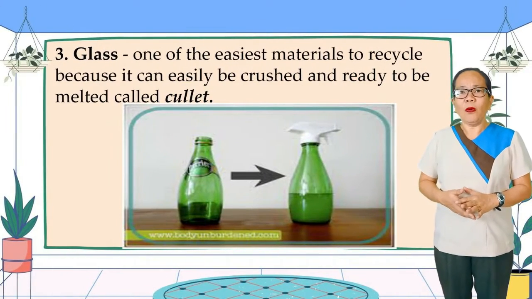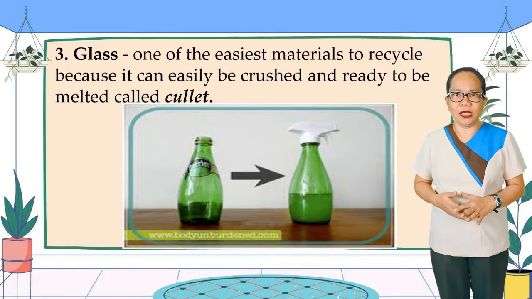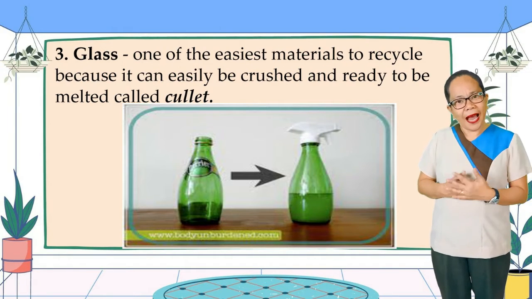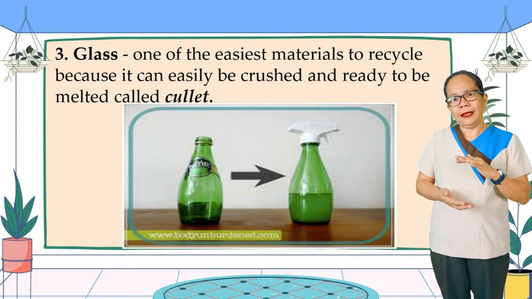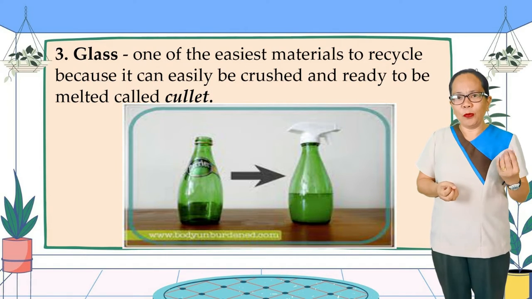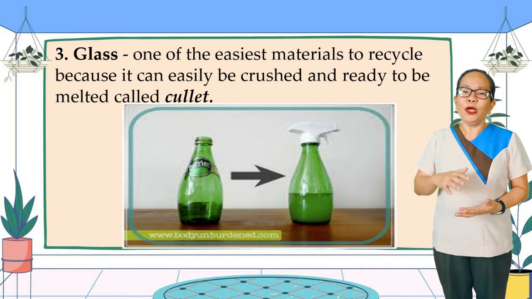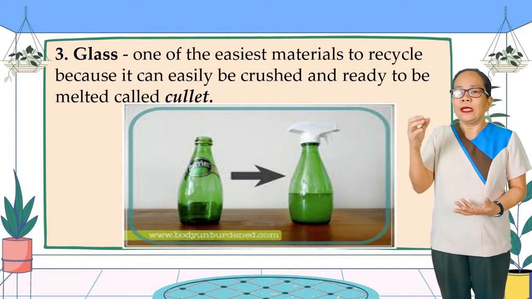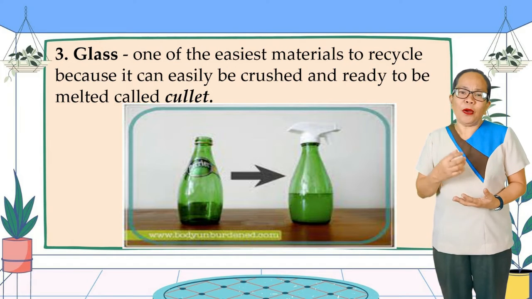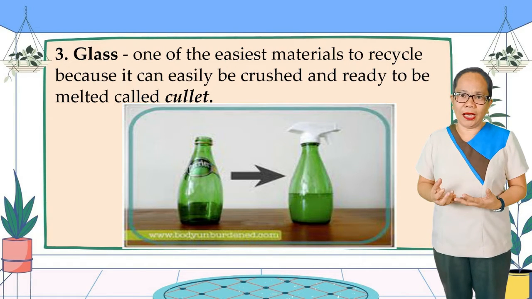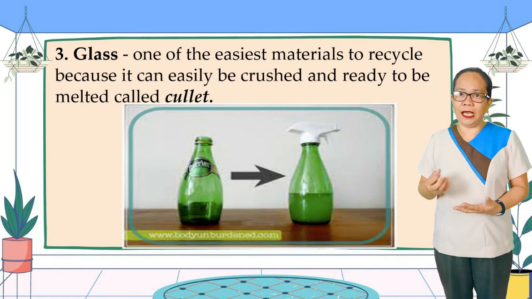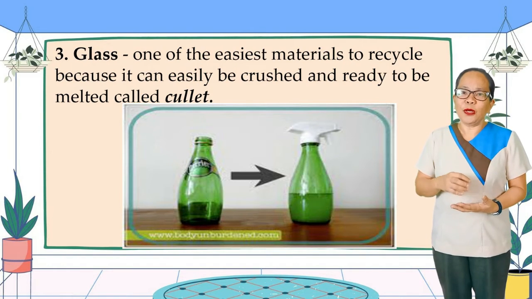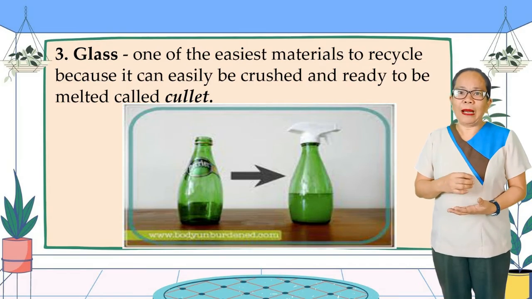Next, we have the glass. One of the easiest materials to recycle because it can easily be crushed and ready to be melted, called cullet. So, sa bahay, yung mga palaman na nakabote, kapag naubos yun, hindi namin itinatapon yung boteng pinaglagyan. Why? Kasi ginagamit namin ito sa ibang paraan. Halimbawa, pwede ko siyang paglagyan ng pinagprituhan ng mantika. Instead of buying another container for that purpose, eto na, yung empty bottle of palaman.